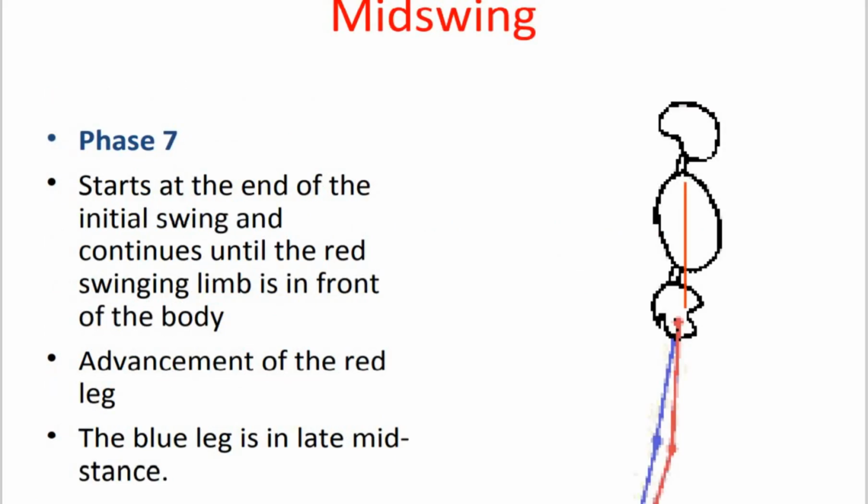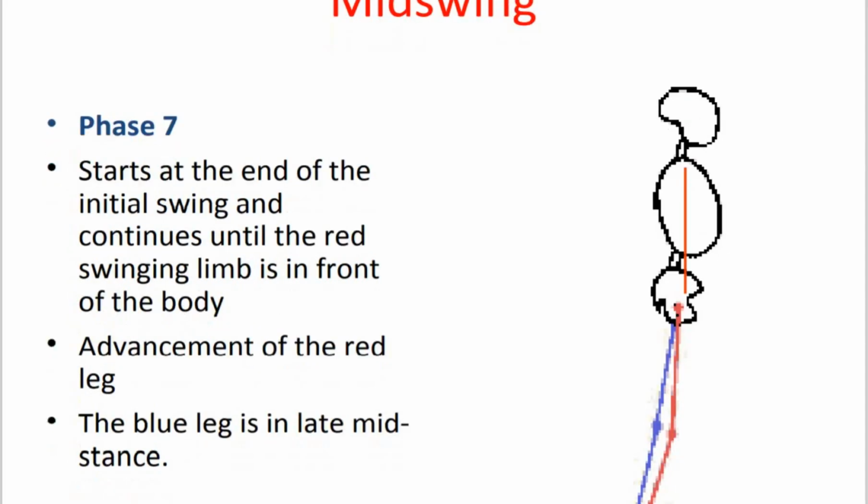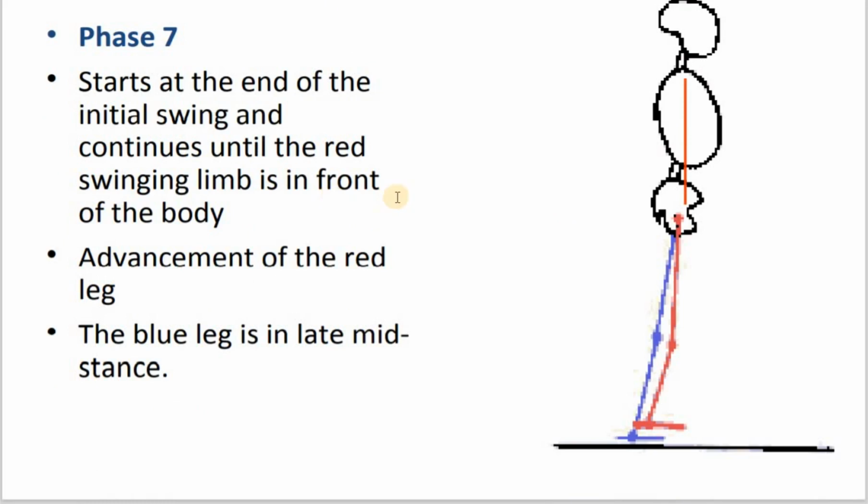So now we will move to the mid swing phase, that is phase 7. It starts with the end of the initial swing phase and continues until the red swinging limb is moving towards the front of the body. It should be aligned here, you can see. Then the advancement of the red leg. The blue leg is in the late mid stance.